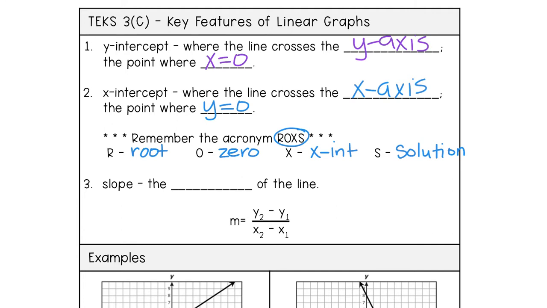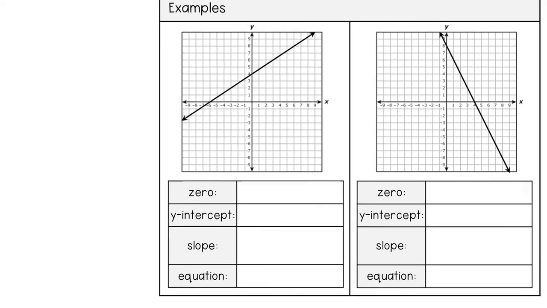And then the third thing is slope, and slope is what describes how steep the line is, so the steepness of the line. You need at least 2 points to calculate slope. That's the formula right there below it: y2 minus y1 divided by x2 minus x1. And don't worry, that will be on your STAAR chart, so you don't have to memorize that. Let's look at a few examples.